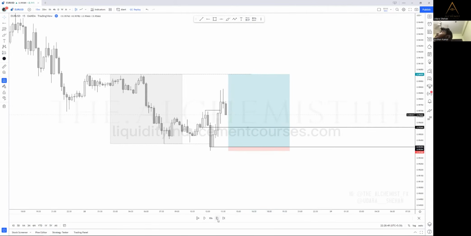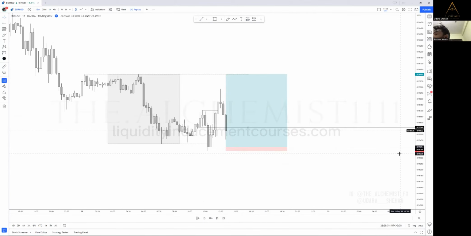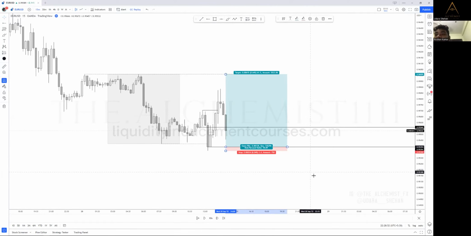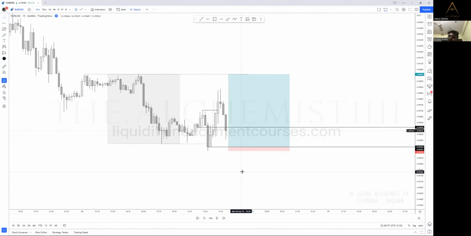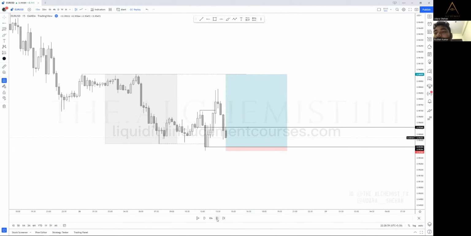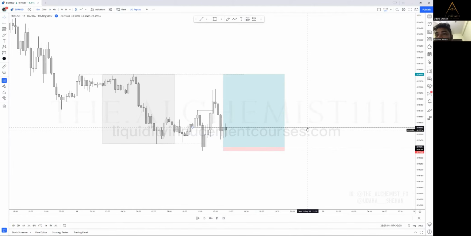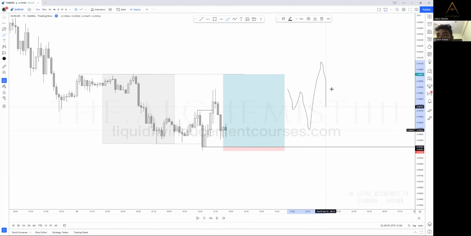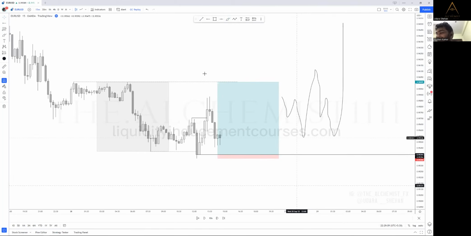So let's wait. There it comes down. Can you see that? It came down, but do I have any reason to enter here? No, right? Because no reaction. So patiently wait. Now, can you see what they're doing? They're making up this setup for us, building liquidity. So there we go. A swing low, feeding liquidity.